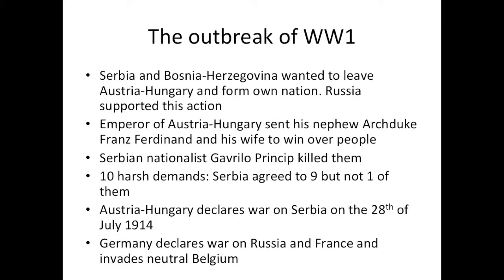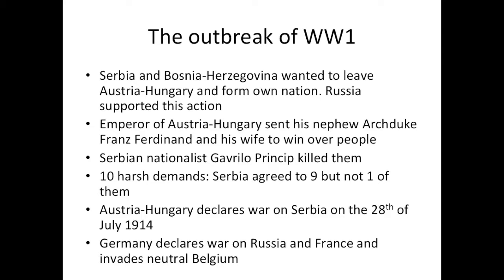The outbreak of World War I. First, the Serbians in Bosnia-Herzegovina wanted to leave Austria-Hungary and form their own nation. Russia supported them. The Emperor of Austria-Hungary was scared of this national movement and sent his nephew, Archduke Franz Ferdinand, and his wife to win over the people by a royal visit. When they had arrived, a Serbian nationalist, Gavrilo Princip, killed them.